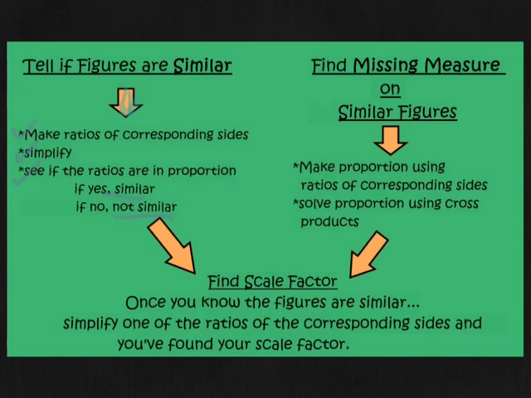The next thing you learned how to do was find missing measures on similar figures. So we make a proportion using ratios of corresponding sides, making sure that one of the ratios in the proportion involves the missing side, and then we solve the proportion using cross products. And then anytime we have similar figures, we can find the scale factor, which is what you just learned in this video. So once you know the figures are similar, simplify one of the ratios of the corresponding sides, and you found your scale factor.